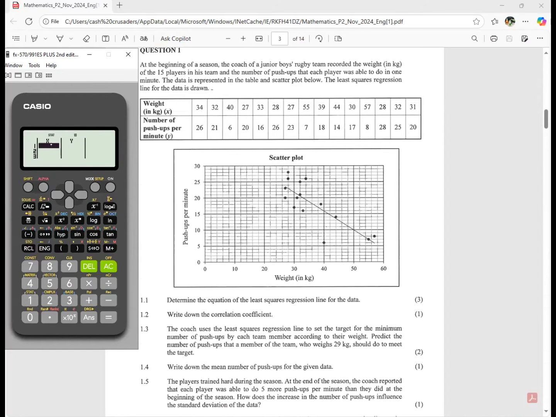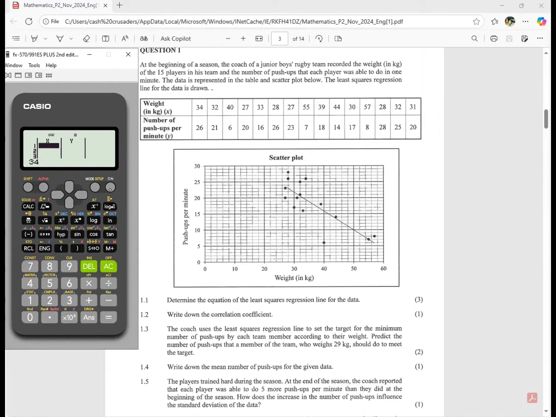And then as you can see, it gives the column for x and also y. Where there is x, we are being told here that it's weight in kg. So these are the values that you need to put in your x column. And then the number of push-ups per minute is y. These are the values that we need to put in our y column. So carefully, you just have to punch all those values in.